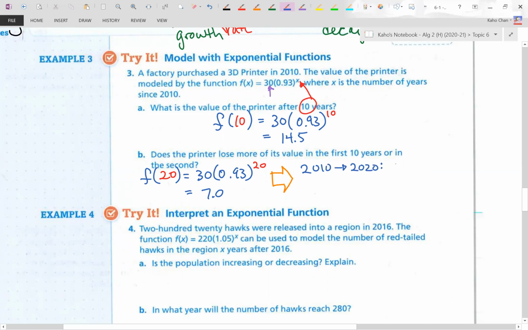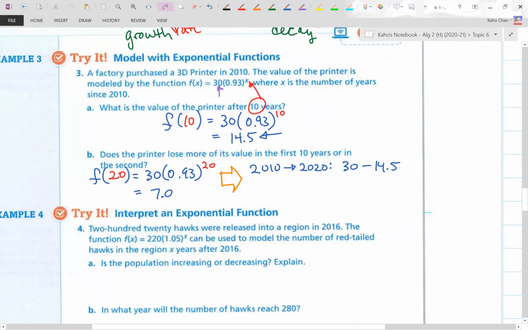In 2010, the value of the printer was $30,000 or $30 million, it doesn't matter, minus this number, 14.5, how much it's worth. When you subtract those, 30 minus 14.5 is a 15.5 loss.